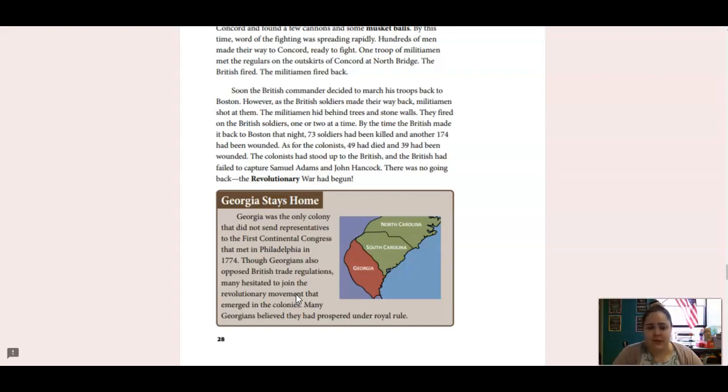The colonists had stood up to the British, and the British had failed to capture Samuel Adams and John Hancock. There was no going back. The Revolutionary War had begun.